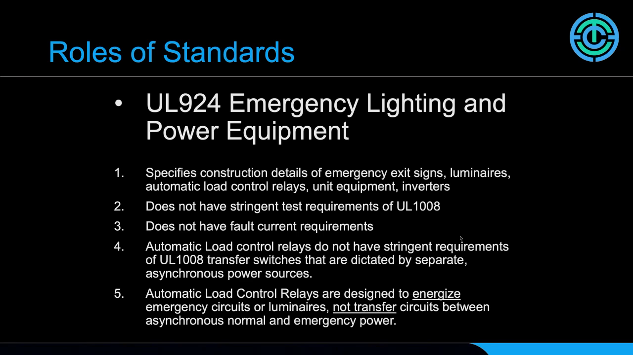Again, UL 924, as you're about to see, is actually designed to energize emergency circuits or luminaires, but not actually transfer circuits between your emergency source and your normal source. Again, it's about getting the things turned on and up and running, not necessarily transferring power, whereas UL 1008 is designed for transferring the upstream power or downstream power. So a lot of garble there again.